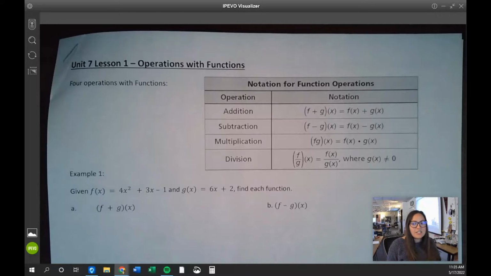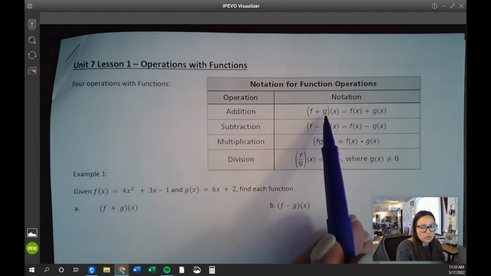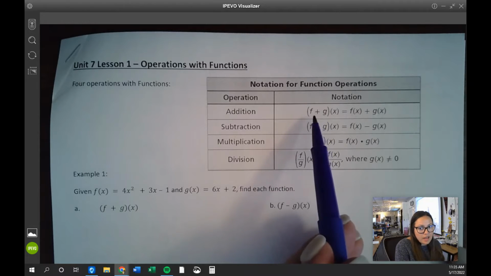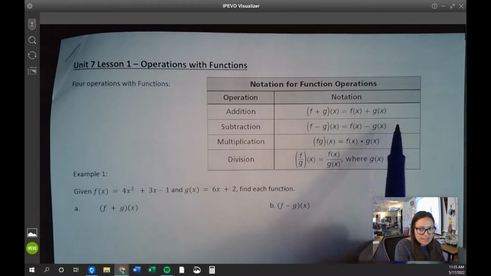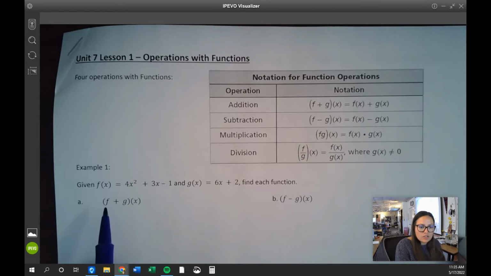All right, we are going to get into Unit 7, Lesson 1, Operations with Functions. A lot of this is pretty self-explanatory. If I have two functions that I'm going to add together, f plus g of x, that's the same thing as just doing f of x plus g of x. So here's our first example.